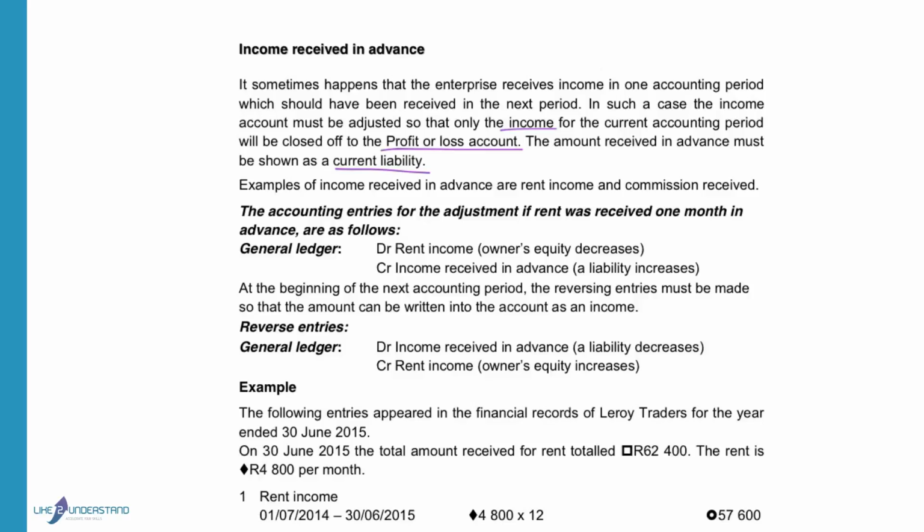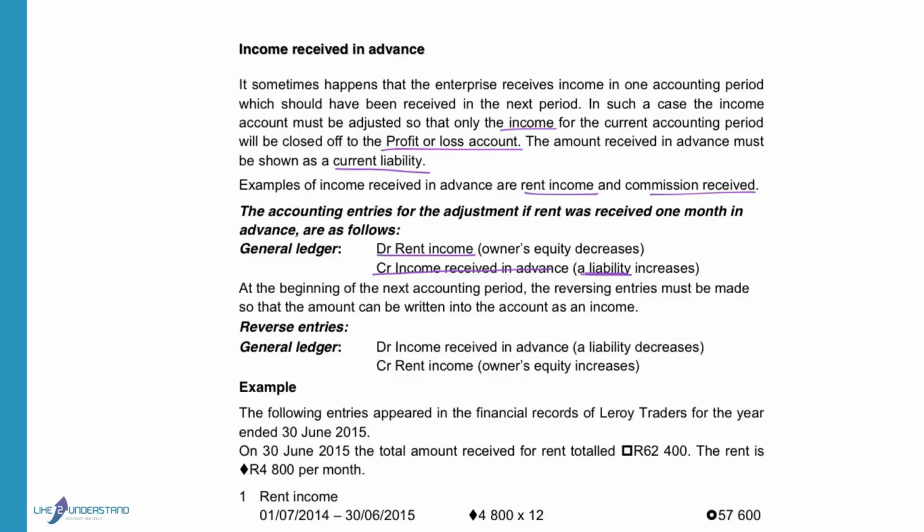Examples of income received in advance are, for instance, rent income or commission received. In the general ledger, rent income is an income and will have a credit balance. So if I want to reduce the rent income, I will debit the rent income account. And I will create a liability and credit income received in advance. Then the income is reduced so that you will just show the correct amount in your income statement. You created a liability that you can show in your balance sheet.